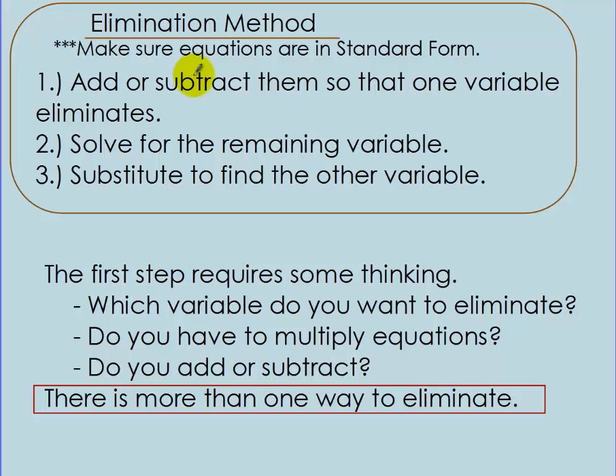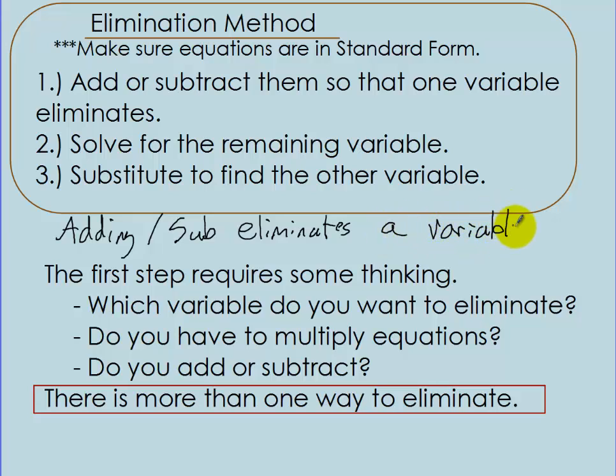variable. What the elimination method means is that when we subtract or add two equations, it eliminates a variable. The whole point is that adding or subtracting eliminates a variable. So one of them goes away, you're only left with one other variable, and it's easy to solve a one variable equation.